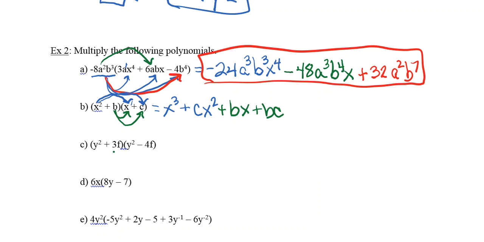So on C, I have another binomial times a binomial. So y squared times y squared.